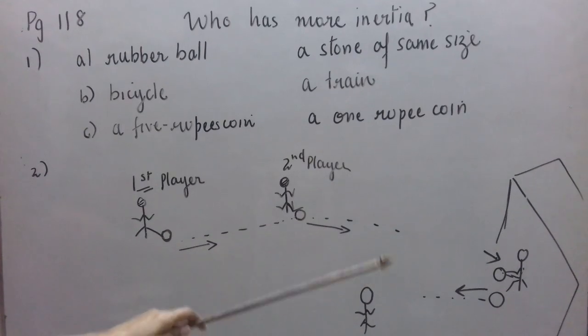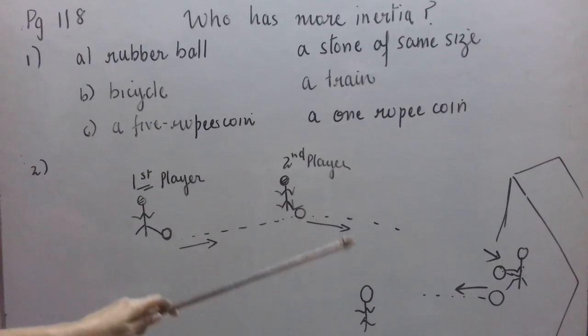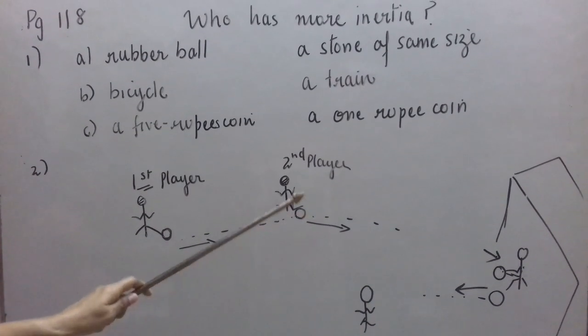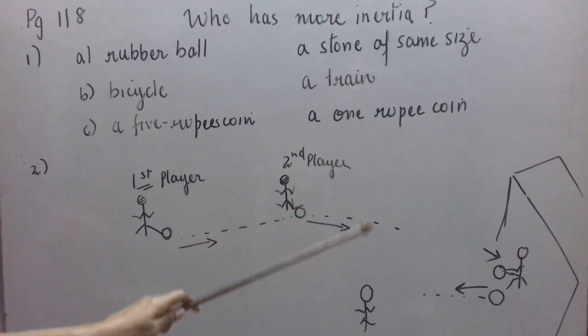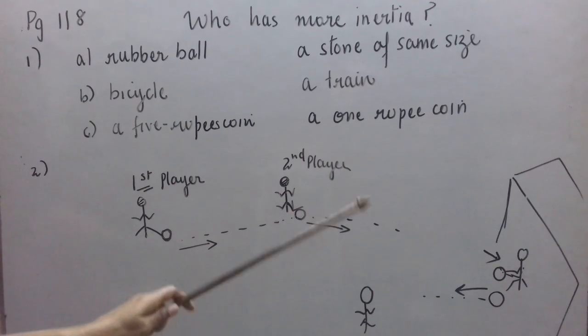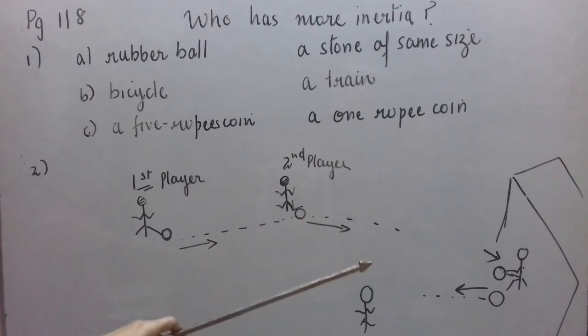Now the goalkeeper will collect the ball. Collecting the ball means he will catch the ball, he will stop the ball. So again, when the goalkeeper collects the ball, the velocity of the ball changes.